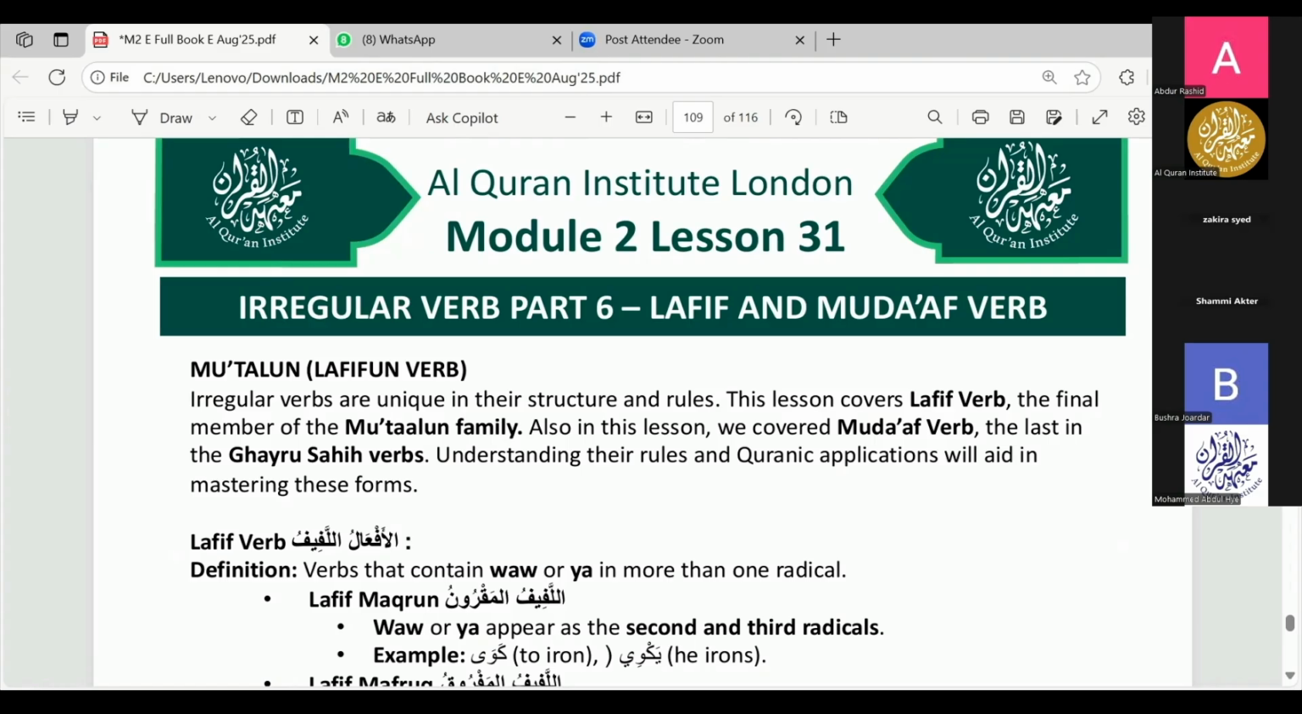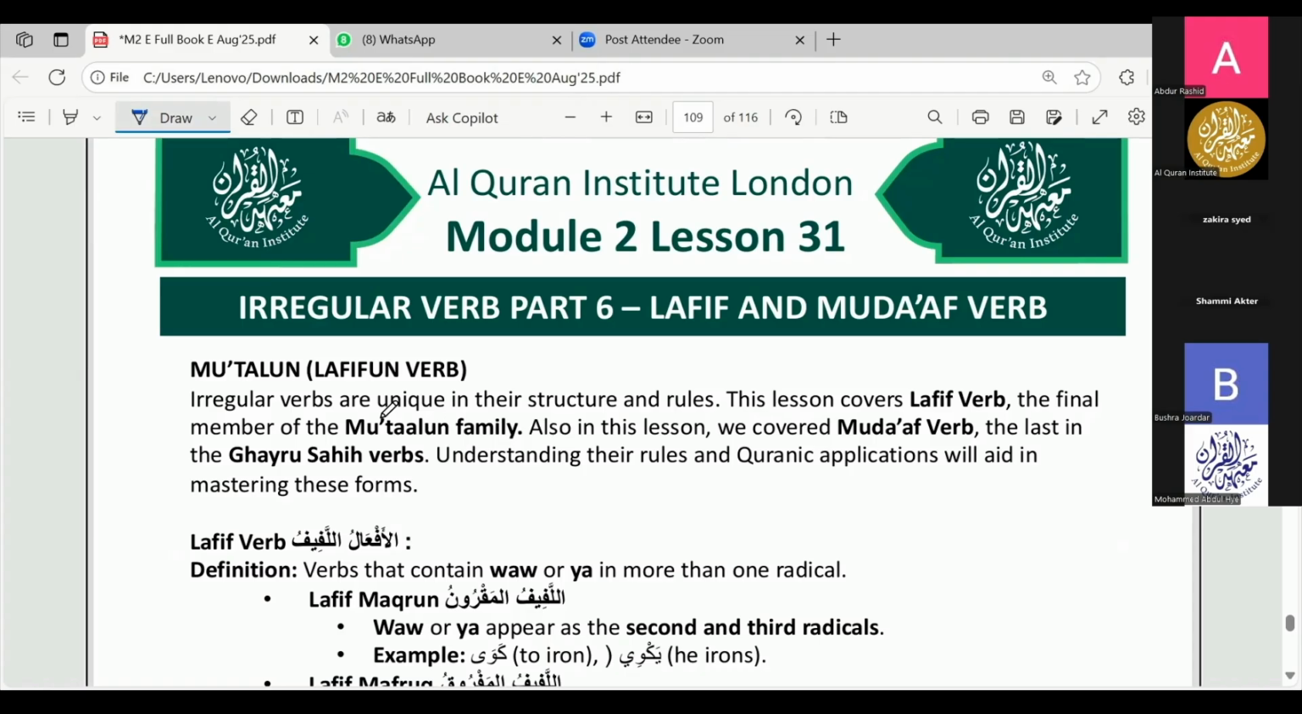So far we have learned about the irregular verbs, the ghayru sahih and sahih verbs, especially the ghayru sahih, which are divided into three groups: mahmuzun, mu'talun, and muda'afun. The mu'talun verbs are divided into four groups, which in short to remember is manan: M for mithalun, which we have covered already, A for ajwafun, which was covered by Ustada Zakira, and the third one, naqisun, which was covered by Ustada Bushra.